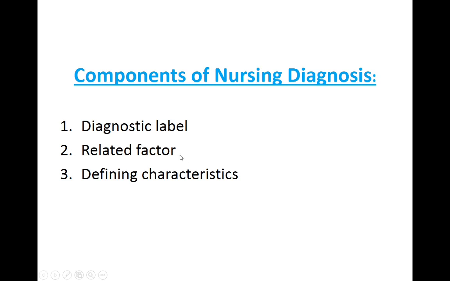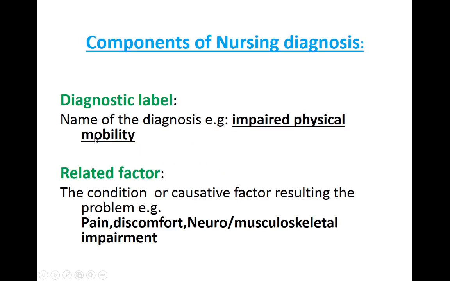So the related factor is the cause. And the defining characteristics are the signs and symptoms. Okay, for example, we'll see in the next slide, diagnostic level. The name of the diagnosis is, for example, impaired physical mobility. So related factors are the conditions or causative factors resulting in the problem.